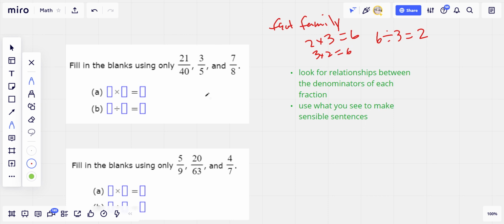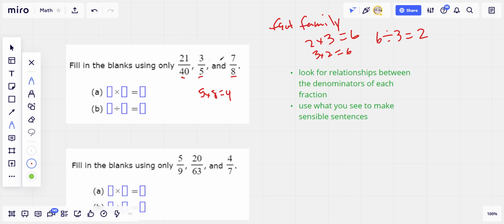At first glance, it just looks kind of confusing, just a bunch of difficult fractions. I'd suggest looking at your denominators and seeing what the relationship looks like to you, especially starting with multiplication. Are there two of these numbers that you could multiply together to get the other one? And if I start thinking about it that way, it jumps out at me. 5 times 8 is 40.